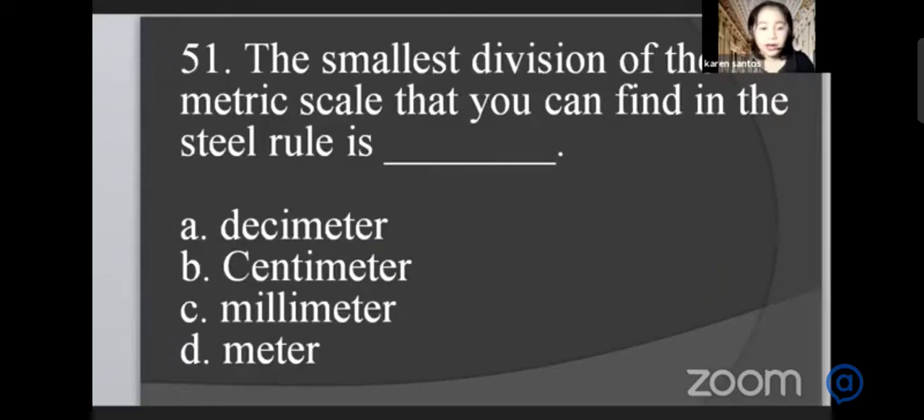Okay, for our next question. The smallest division of the metric scale that you can find in the steel rule is: A. Decimeter, B. Centimeter, C. Milliliter, D. Meter. Again, it is the smallest division of the metric scale that you can find in the steel rule. A. Decimeter, B. Centimeter, C. Milliliter, and D. Meter. So what is the correct answer?